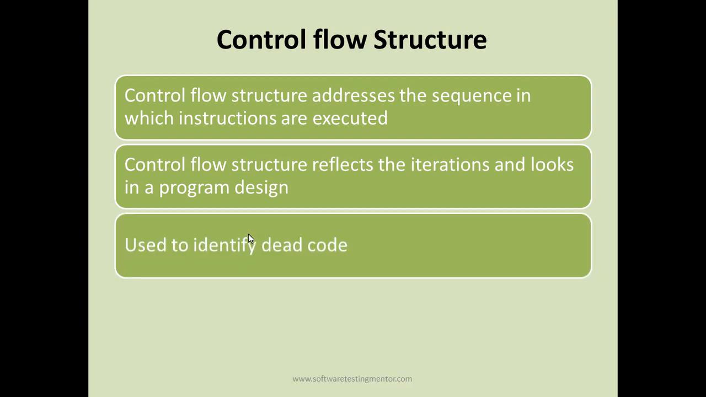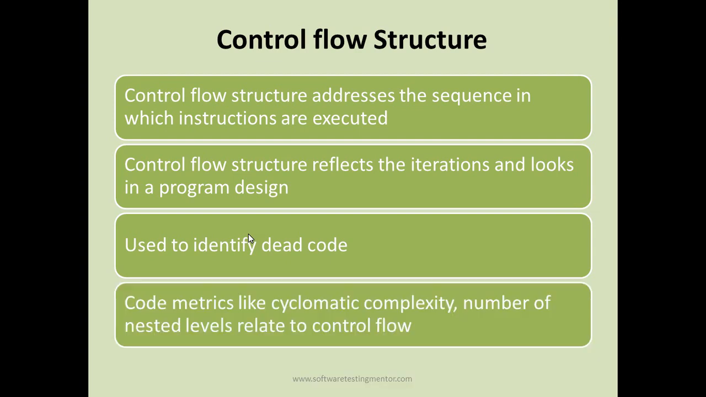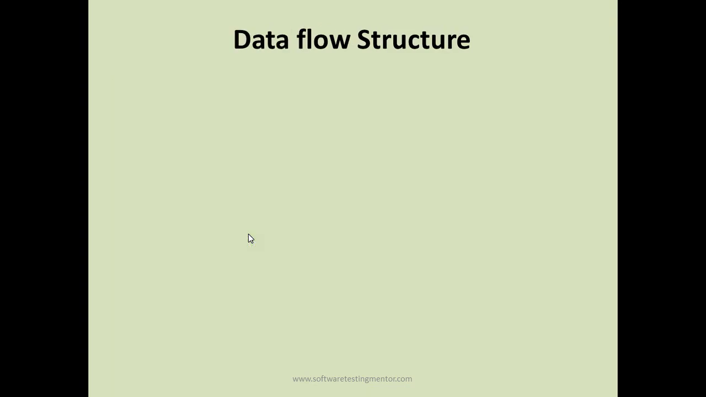Then it is used to identify dead code. The control flow structure is used to identify any dead code, any code that is not being exercised. Then code metrics like cyclomatic complexity, number of nested levels relate to control flow. So any metrics like cyclomatic complexity or number of nested levels relate to control flow of the code.